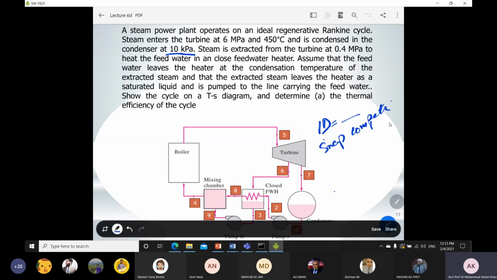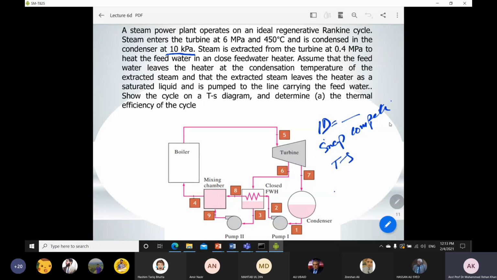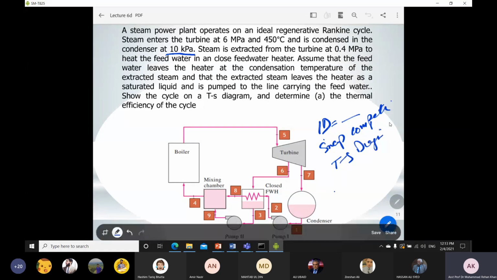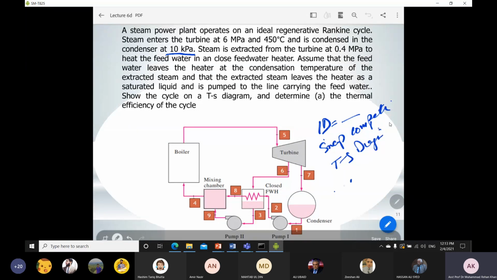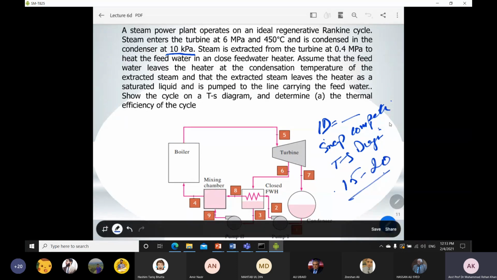Okay, and you have to also draw the TS diagram and send it to me. You will take 15 to 20 minutes in order to do this work. If you have any question, you can ask me now. It is a very simple question. There will be no difficulty if you understand the question well, which we already solved in this session.